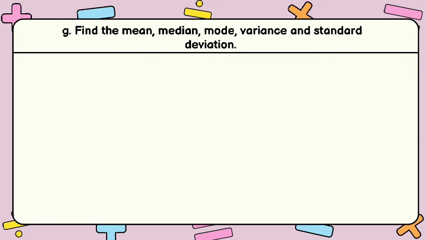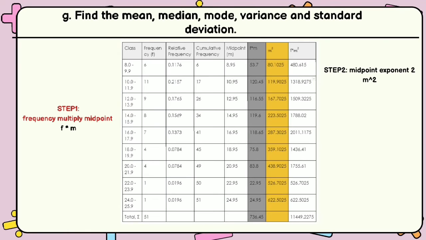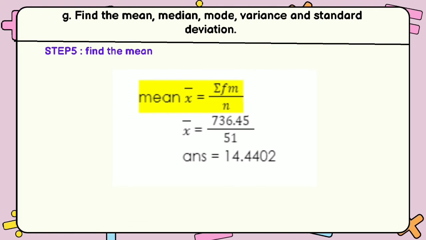Question G. Find the mean, median, mode, variance and standard deviation. Step 1. Frequency multiplied by midpoint, which is f times m. Step 2. Midpoint squared, which is m to the power of 2. Step 3. Frequency multiplied by m squared, which is f times m to the power of 2. Step 5. Find the mean.